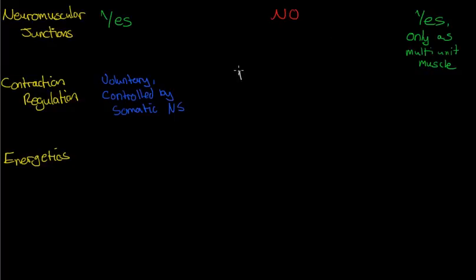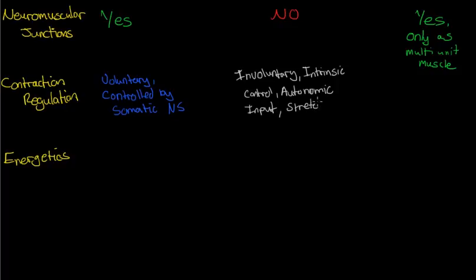Cardiac muscle, it's involuntary. You're not telling your heart to beat. There's some intrinsic control in the system. There's autonomic input, which is control from your autonomic nervous system. And there's also going to be mechanoreceptors that are going to have input. So stretch. The degree of stretch is going to determine contraction.